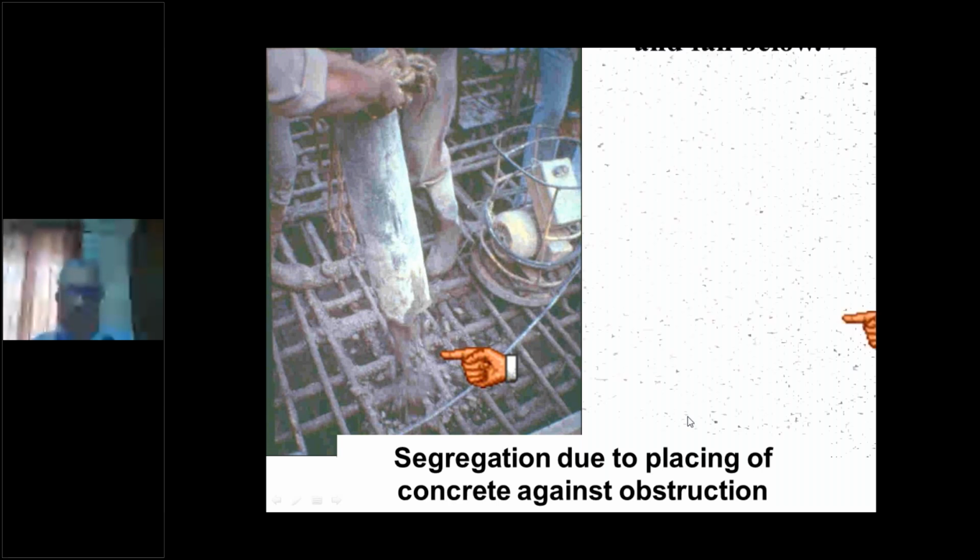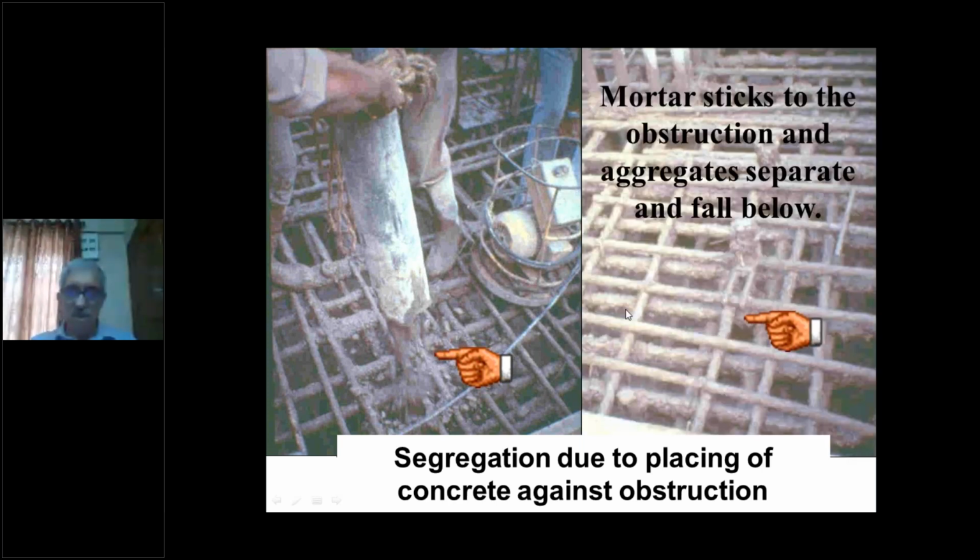And you can make out from the coating on the bars that no mortar has gone down, only aggregates have fallen down. And if the filler material is lost, you get voids, you get honeycombs. So placing has to be done well. I will show you how good placing is done even using concrete pumps.